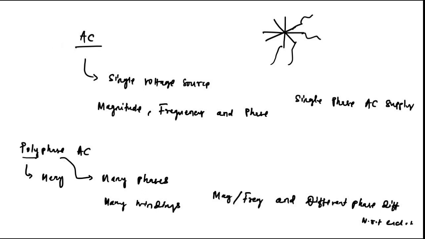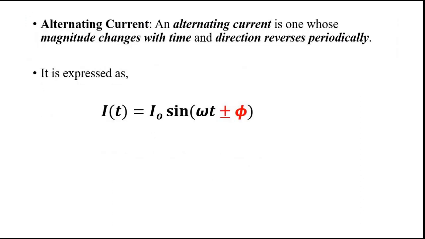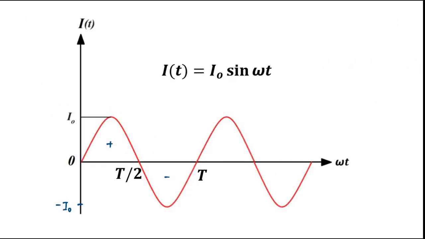That is what polyphase essentially means. So we are familiar with the representation of alternating voltage or alternating EMF, where a time varying EMF is represented as this, where this is the peak value or maximum value, sine or cos is used for representation, omega is the angular frequency, t is the instantaneous time, and phi is the phase difference. It can be leading and lagging, and the same goes for current, and this is the waveform representation.